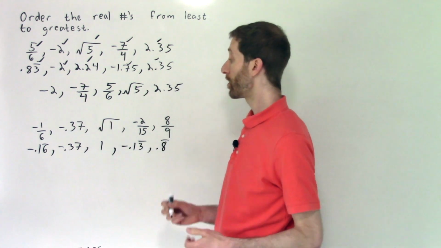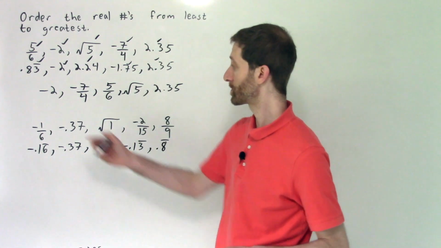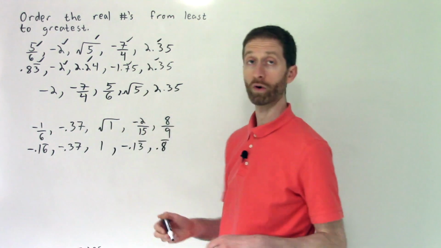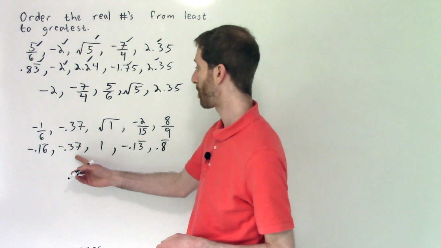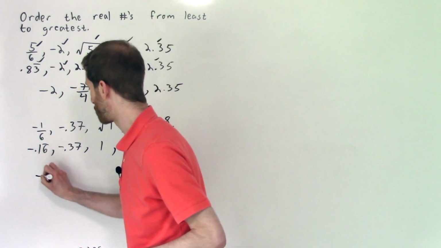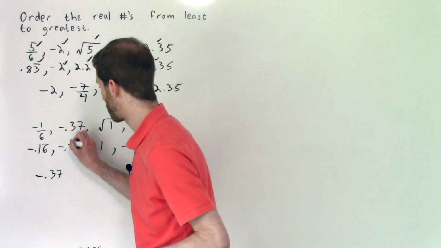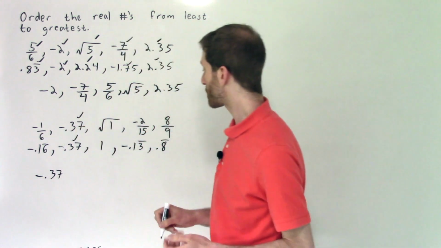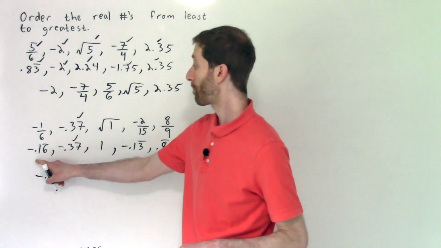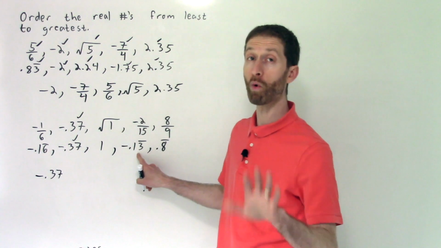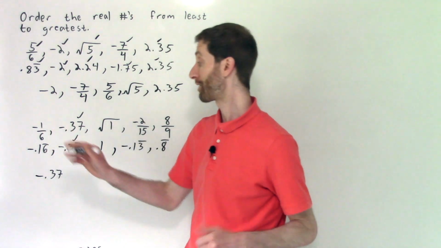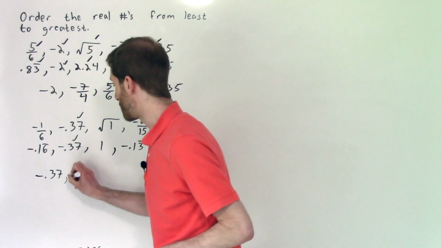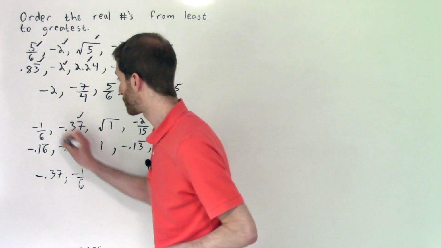So now from here, we've got a whole host of decimals, and the original numbers are what we're ordering from least to greatest. So what's the most negative here? Well, the most negative is negative 0.37. And that was the original number there. Sweet. Then the next most negative number is negative 0.16. It's slightly more negative than negative 0.13. It's farther to the left on the number line. And so that's going to be negative 1 over 6.